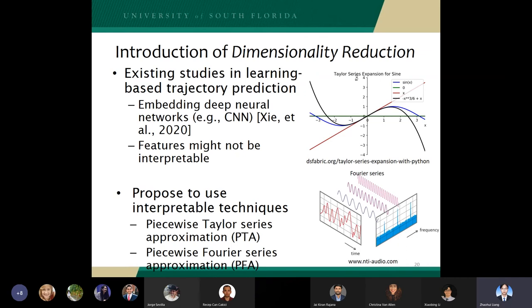Researchers have embedded deep neural networks, for example, the CNN, as a dimensionality reduction technique for learning-based trajectory prediction. But with the black box nature of deep neural networks, the features might not be interpretable. And then we propose two interpretable techniques. The first one is piecewise Taylor series approximation, PTA. The second one is piecewise Fourier series approximation, PFA.